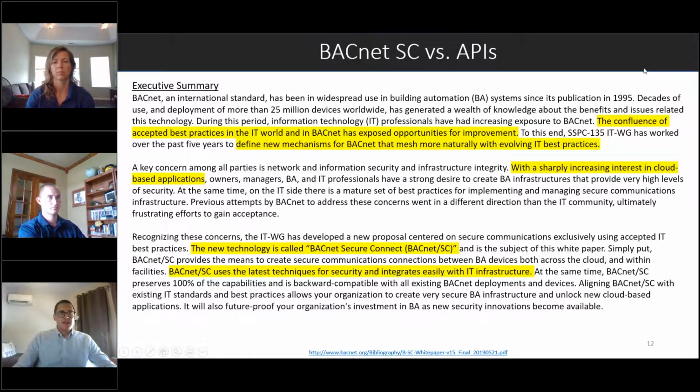So the final thing that we're going to look at here is BACnet SC, Secure Connect, versus APIs, Application Programming Interfaces. This is a good little comparison here. What I'm showing on this slide is the executive summary from BACnet SC, the Secure Connect, describing what the system was brought about for.